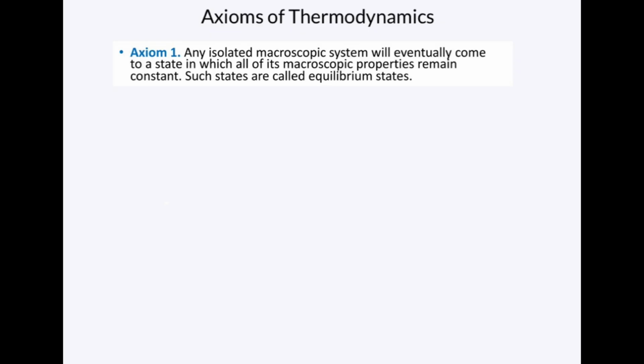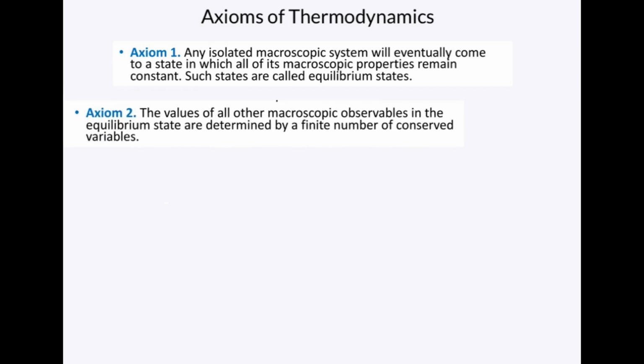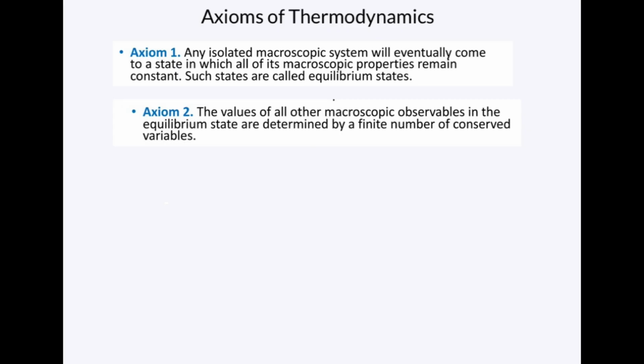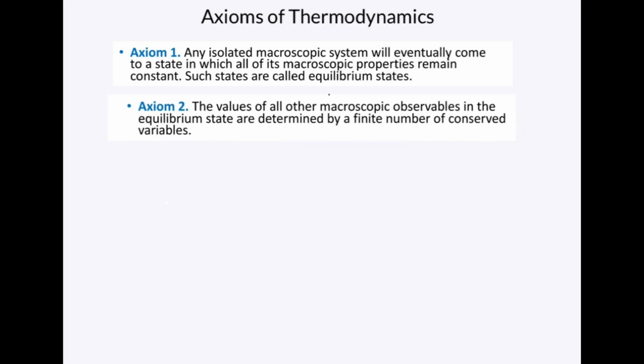Indeed, this is a definition that we also used in statistical mechanics. The second axiom states the values of all other macroscopic observables in the equilibrium state are determined by a finite number of conserved variables. Also, this axiom we used in the definitions that we made in terms of statistical mechanics. Likewise for the third axiom.